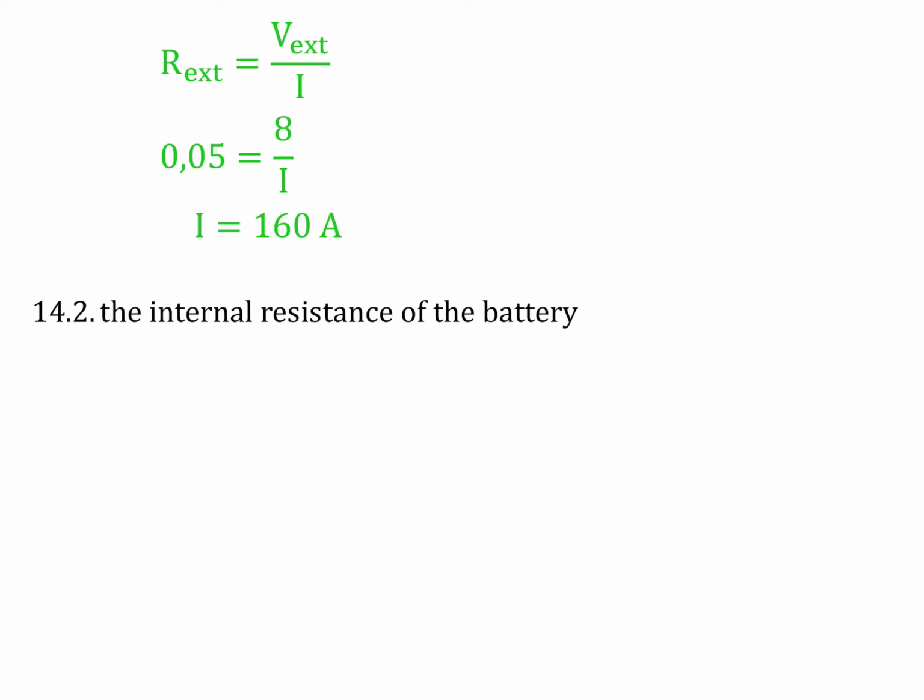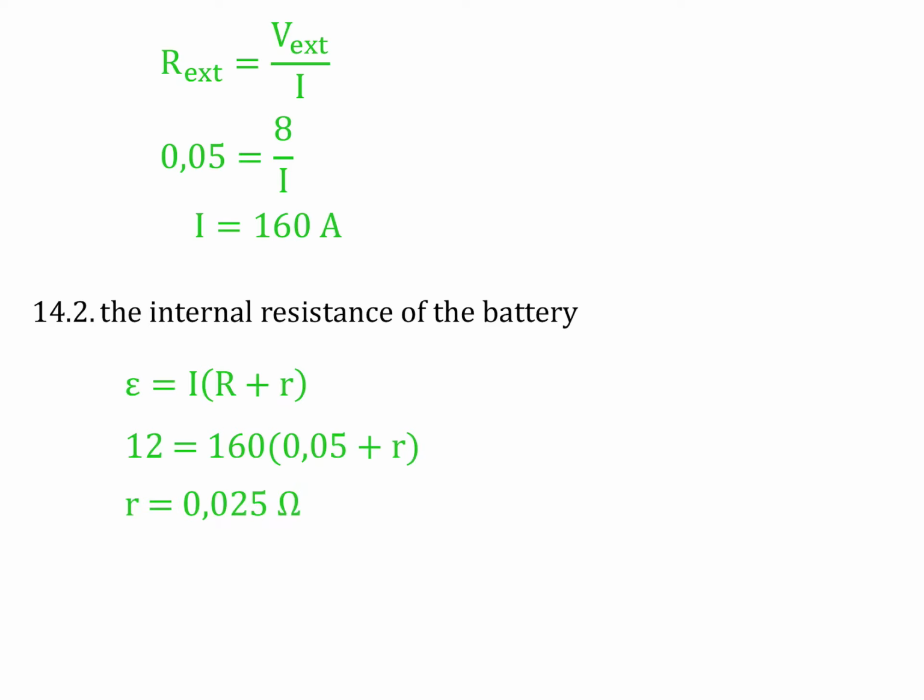Now they want the internal resistance of the battery. Well, I know EMF is I times (R plus r). I know what R external is, because we worked that out already. I know what the EMF is. It was 12, it was given to us. I would have probably divided by 160 on both sides, then minus the 0,05. It really doesn't matter, but r is 0,025. So it's tiny, which is expected. If you start getting an internal resistance of 4 or 5 ohms, something's gone very, very wrong, or quite frankly, those batteries are useless.